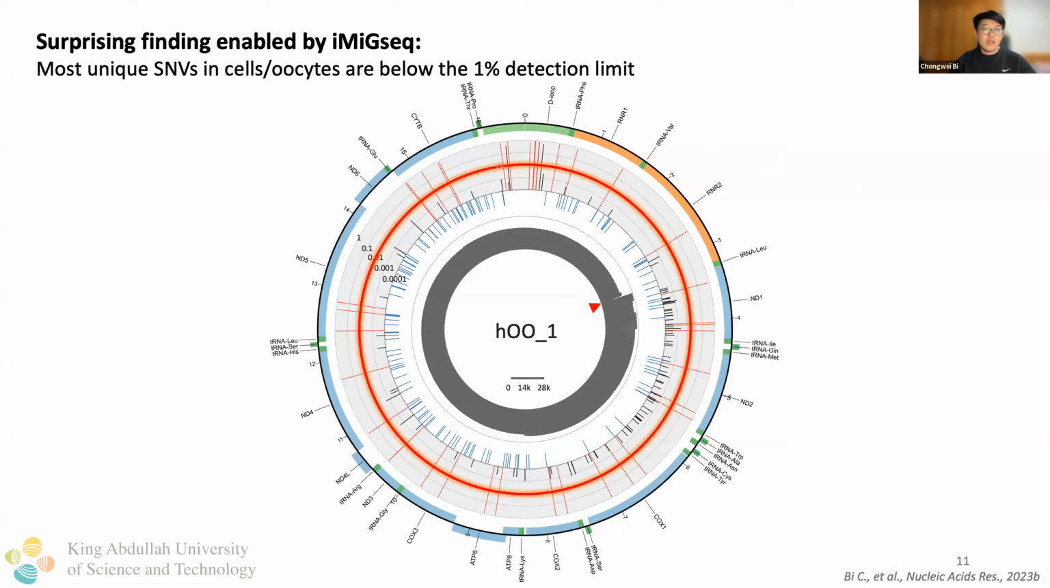This light gray circle in the figure represents the mutations detected by IMIC-seq in single human oocytes. This red line represents the 1% detection limit. We can find that most SNVs are well below the 1% detection limit.